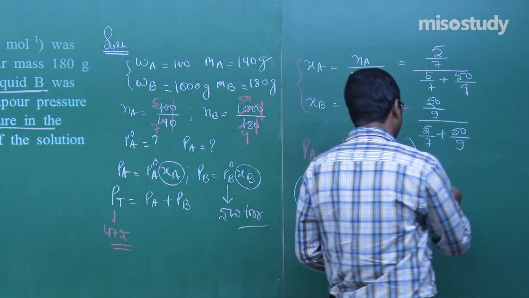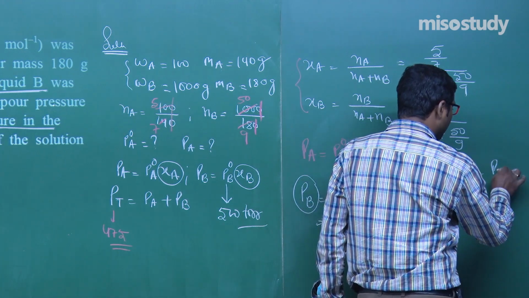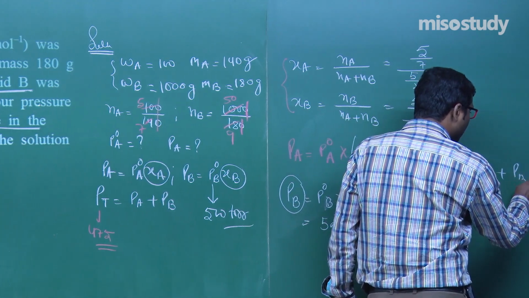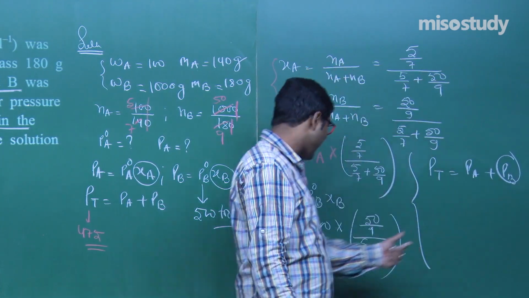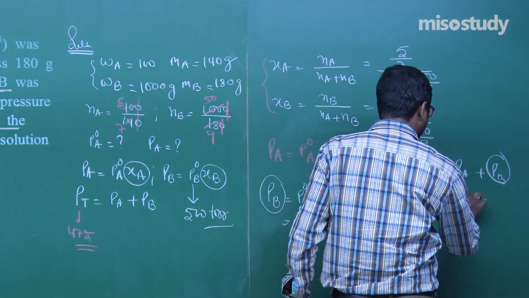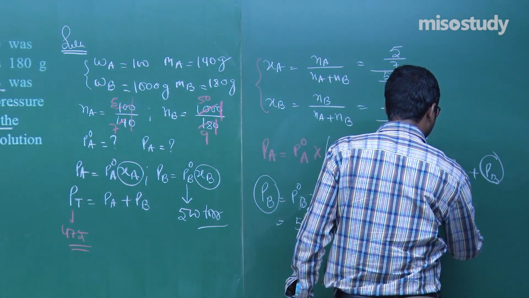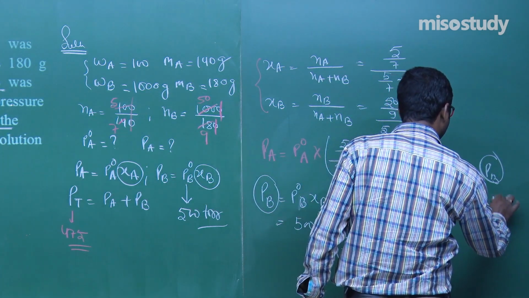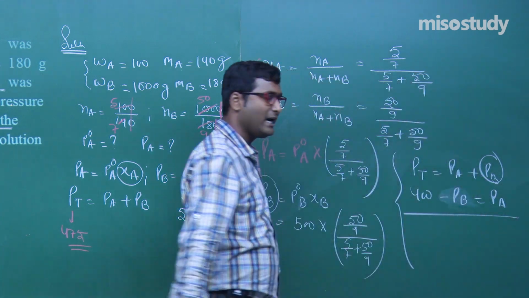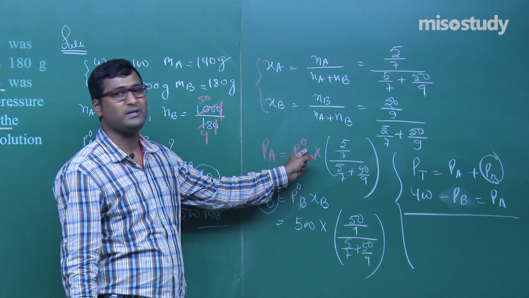Now if I get PB here, what is given here? P total is equal to PA plus PB. Suppose I get PB is equal to X from this data and PT is given here as 400, then what will happen, my friend? We get 400 minus PB is equal to PA. Clear? Now if you put this value of PA here, we can get P naught A, my friend.